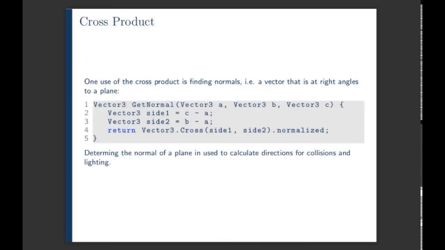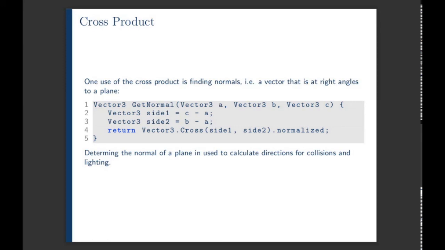So one way that cross products can be used in game development is to find normals, right? So a normal is just a fancy word for the vector I've just described, the vector which comes out of a plane at right angles. So let's look at this bit of code here. It's taking three vectors A, B, and C. You can think of those as three positions in a Unity scene.